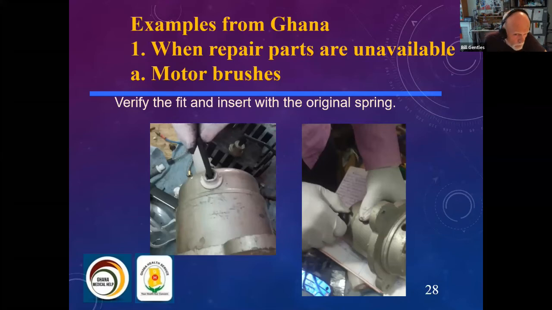But we have a rather nice video of this motor running. Because of bandwidth, we're not going to show the video today. So that's a lovely example of improvising where the replacement parts are unavailable.